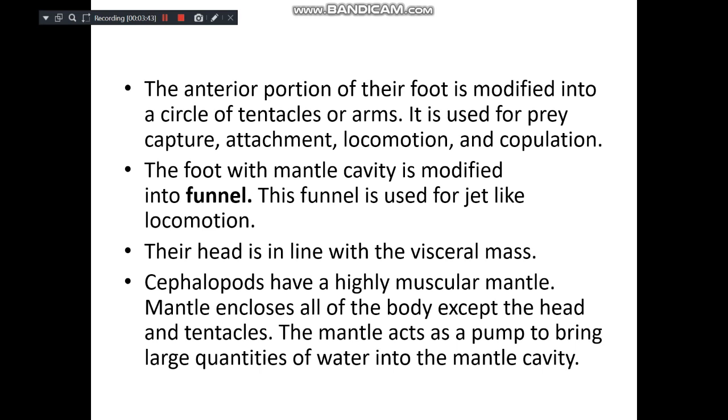The cephalopods have a highly muscular mantle. Here also the mantle encloses all of the body except head and tentacles. Everything is covered by this mantle. The main function of the mantle is to enclose the entire body. More than that, the mantle also acts as a pump. The pumping of this mantle forces a large amount of water into the mantle cavity.